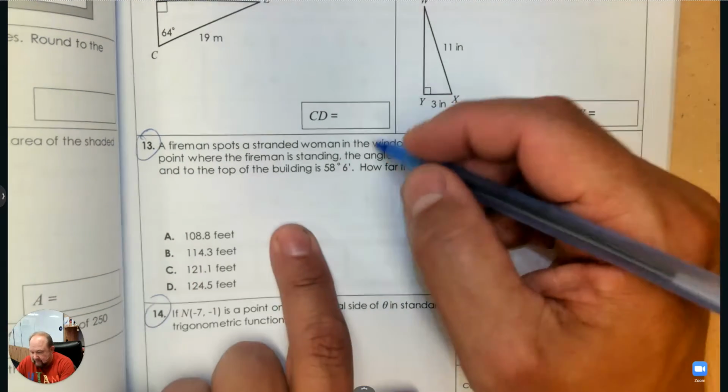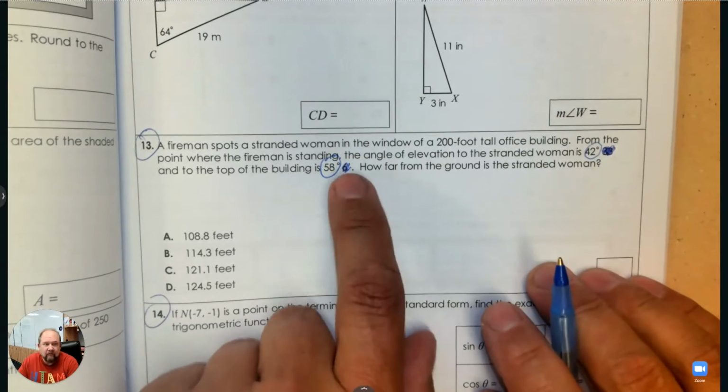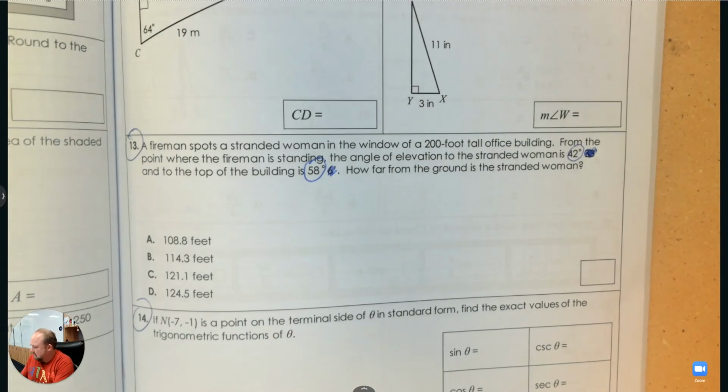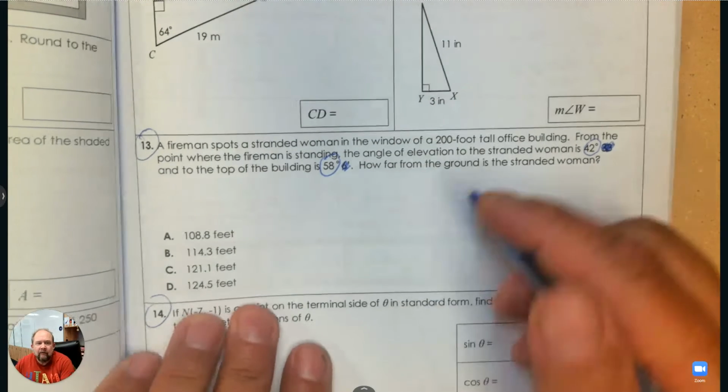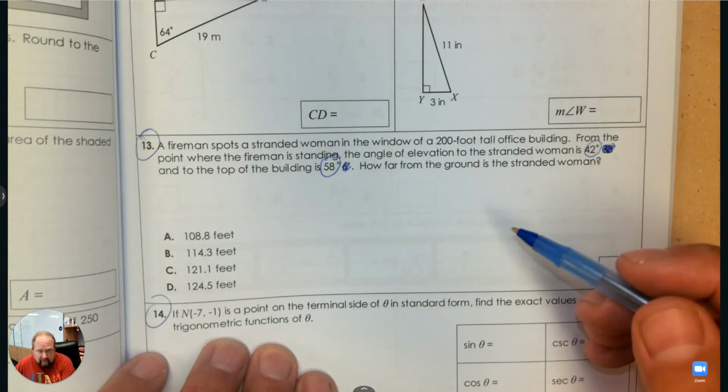To the top of the building is 58 degrees. And the question is, how far from the ground is the stranded woman? So we're going to draw this situation and see what's happening here.